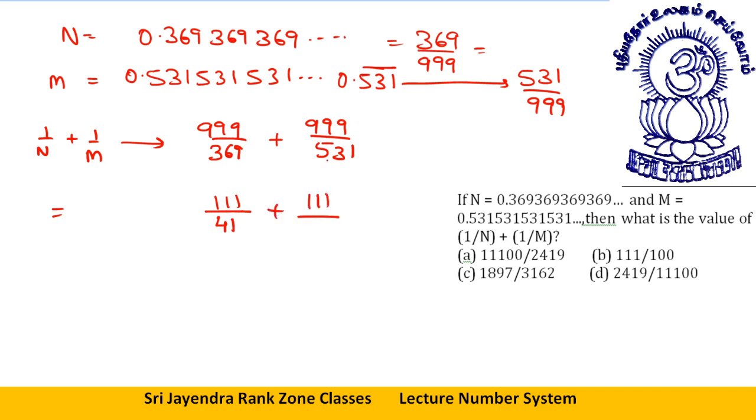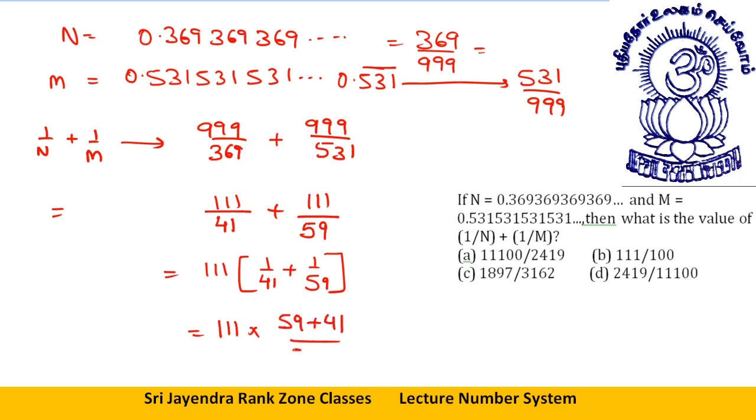Had this been 540, it would have been 60 into 9. So it should be 59 now. Getting it, my dear students? Now I can easily solve this. Let's say 111 I take common. 1 by 41 plus 1 by 59. It becomes 111 into 59 plus 41 over 41 into 59.